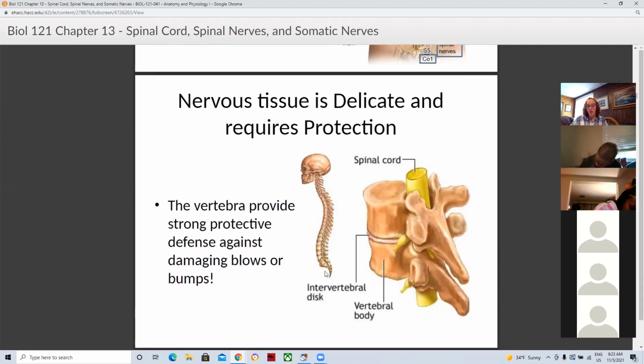Since we know that the loss of nervous tissue is pretty devastating, and it's also fairly delicate tissue, it requires protection. The first level of protection around the spinal cord are the vertebrae. They provide a protective defense against damaging blows.